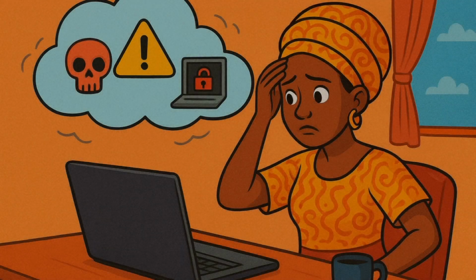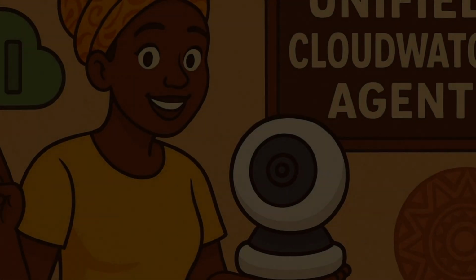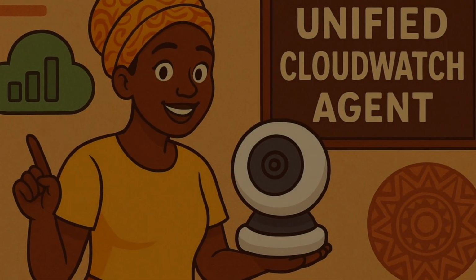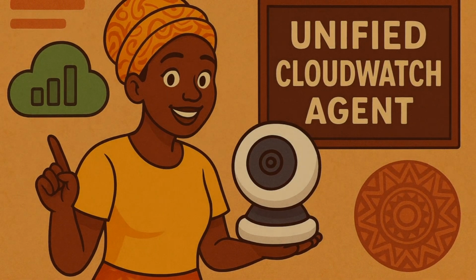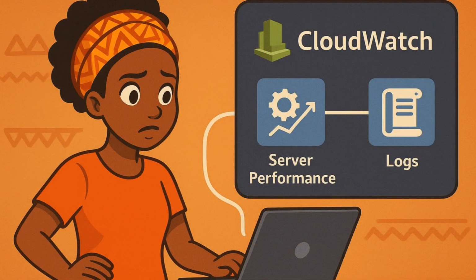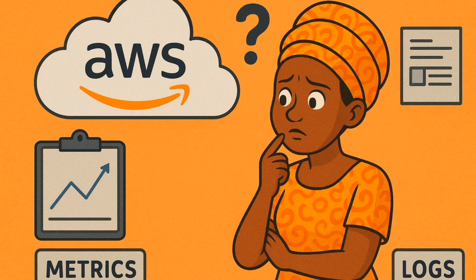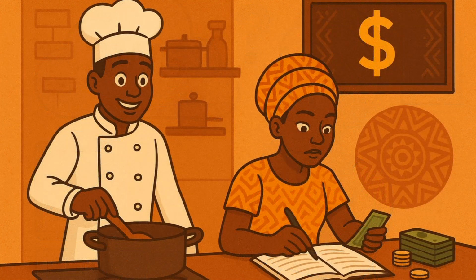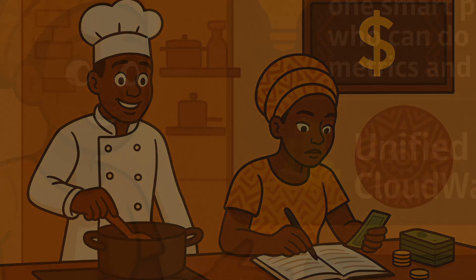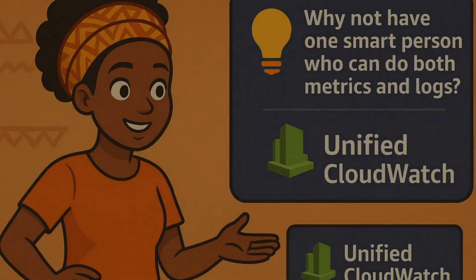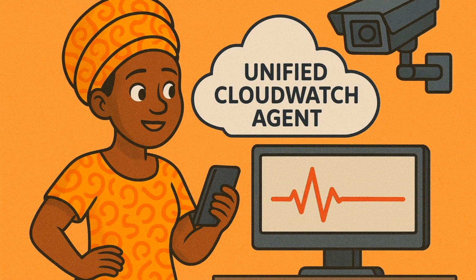And that's where the Unified CloudWatch Agent comes in. Your all-in-one monitoring camera for AWS. Think of it as your single upgraded monitoring tool that keeps an eye on both your server's performance and your logs in one place. Before this, AWS had separate agents for metrics and logs, like having two different people in your restaurant, one watching the kitchen and another counting sales. But AWS said, why not have one smart person who could do both? That's the Unified CloudWatch Agent.